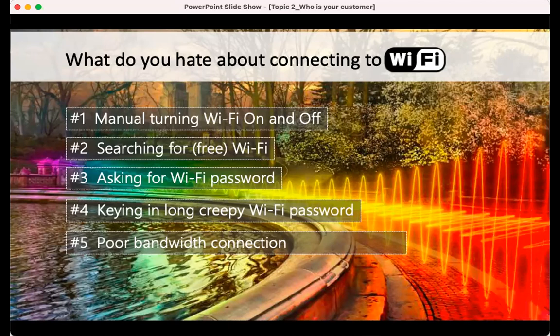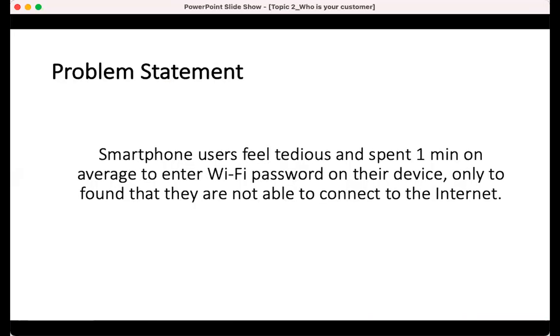Yeah, the PMR that I've done in the past. You can see how powerful the PMR is. The primary market research done 5 years back is still valid today, and in different parts of the world. So the problem statement that we came up with is: smartphone users feel very tedious and disappointed, and they spend an average of 1 minute to enter the Wi-Fi password on the device until they find that it is not usable. This is a very simple problem statement from all these observations that we have made.